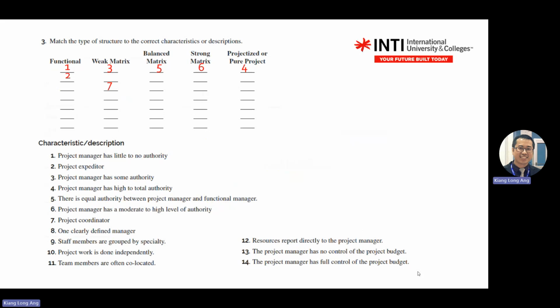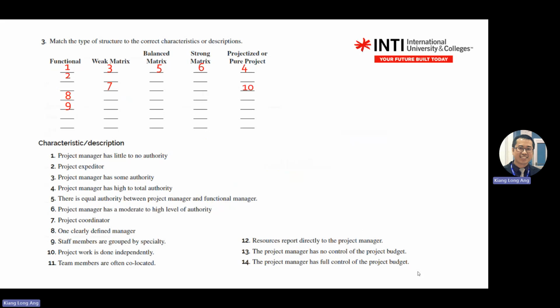One clearly defined manager is a functional manager. You do not mention project manager here; it is the functional manager. Staff members are grouped by their specialties. Functional. Project groups are done independently. Project. Okay, so it can be projectized.